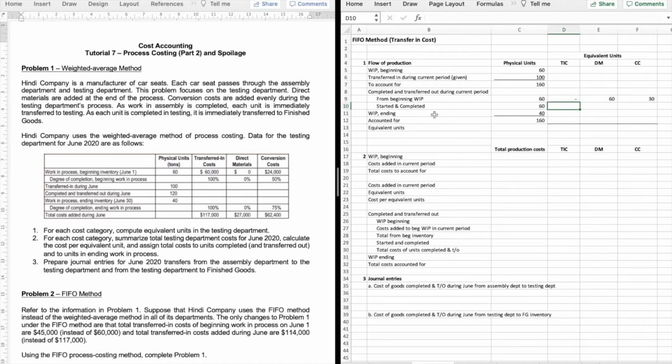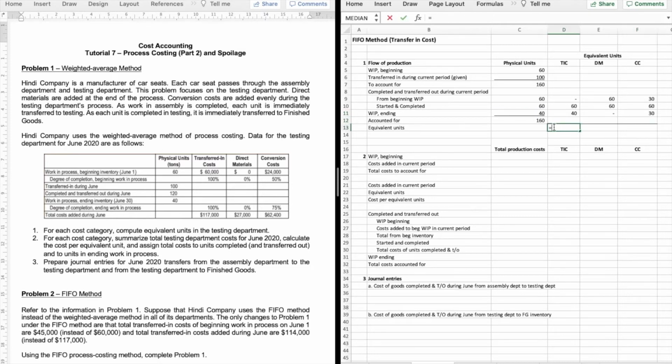Next, about the started and completed. Everything in the started and completed will have 100% because they have completed all the process. So for the direct materials and conversion cost it is 100% as well. And for the ending inventory, now we also have to take a look at the information table. For the transferred in cost, we have 100%. And for the direct materials, we have 0%. And for the conversion cost, that is 75%.